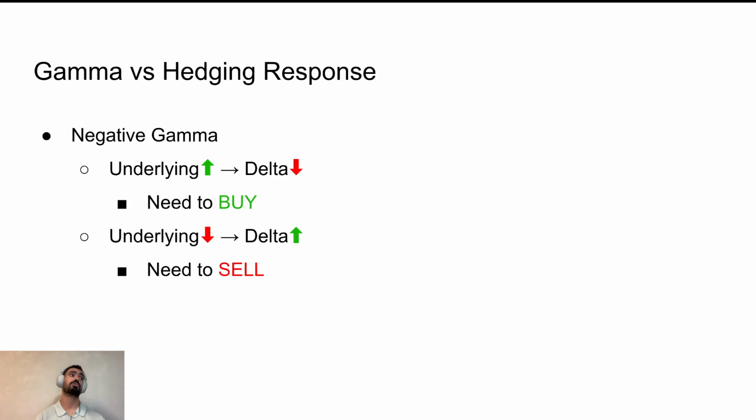And a negative gamma environment is the opposite. If the price goes up, the delta decreases, and now they need to buy as the price is going up, which can create acceleration in the underlying price. As the underlying price is going down, the delta is going to be increasing, and as a hedging response, you're going to have to be selling the underlying.